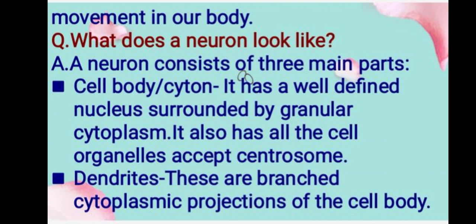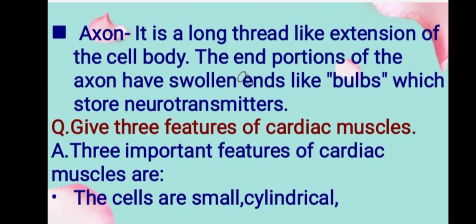Next important part is dendrites. These are branched cytoplasmic projections of the cell body. Another very important integral part of a neuron is axon. It is a long thread-like extension of the cell body. The end portions of the axon have swollen ends like bulbs which store neurotransmitters.